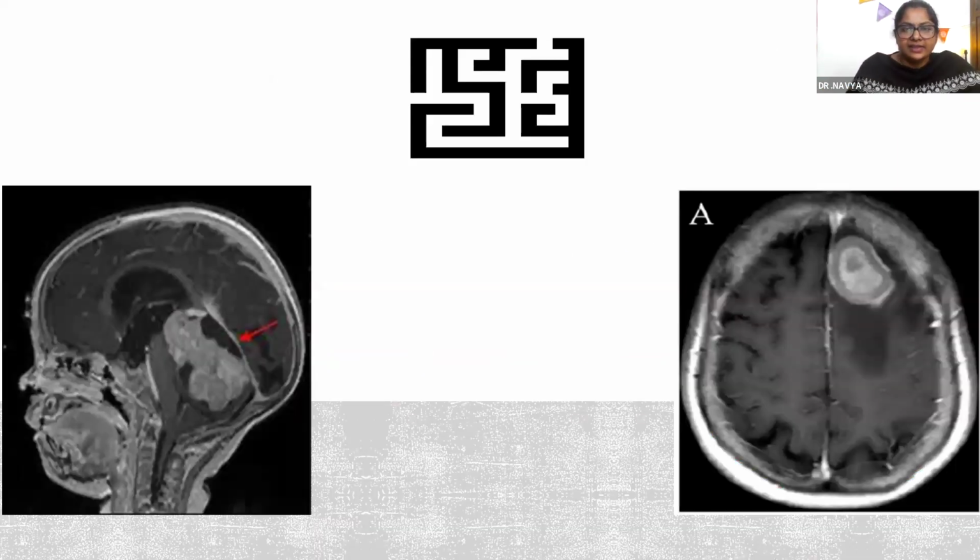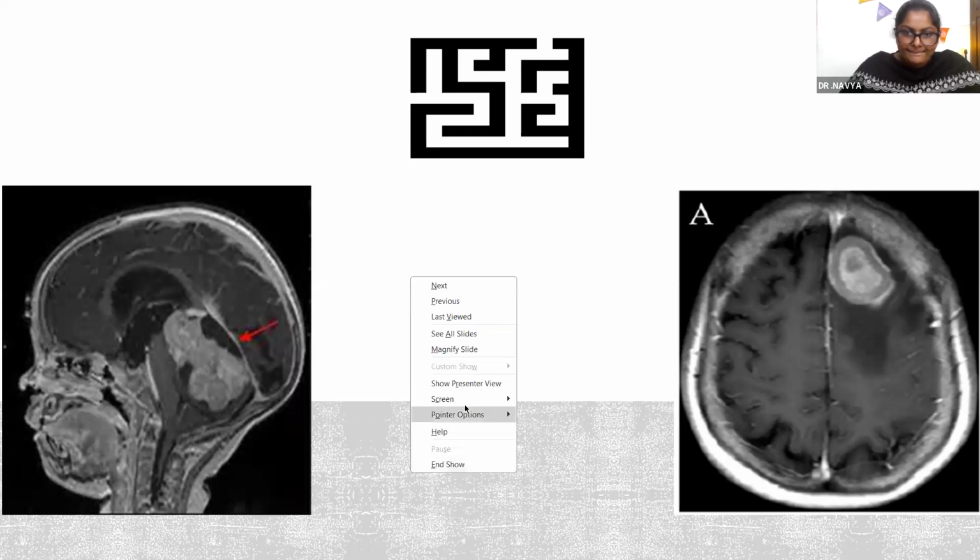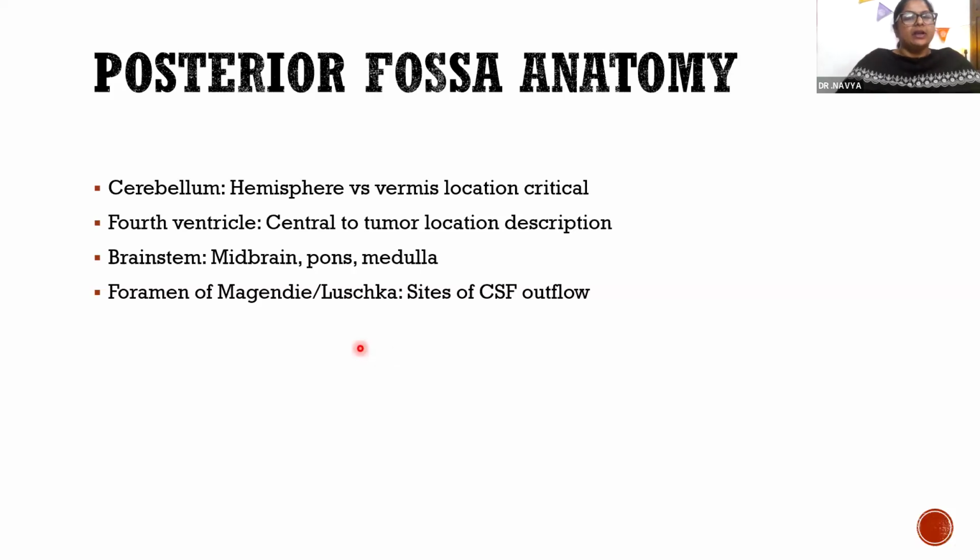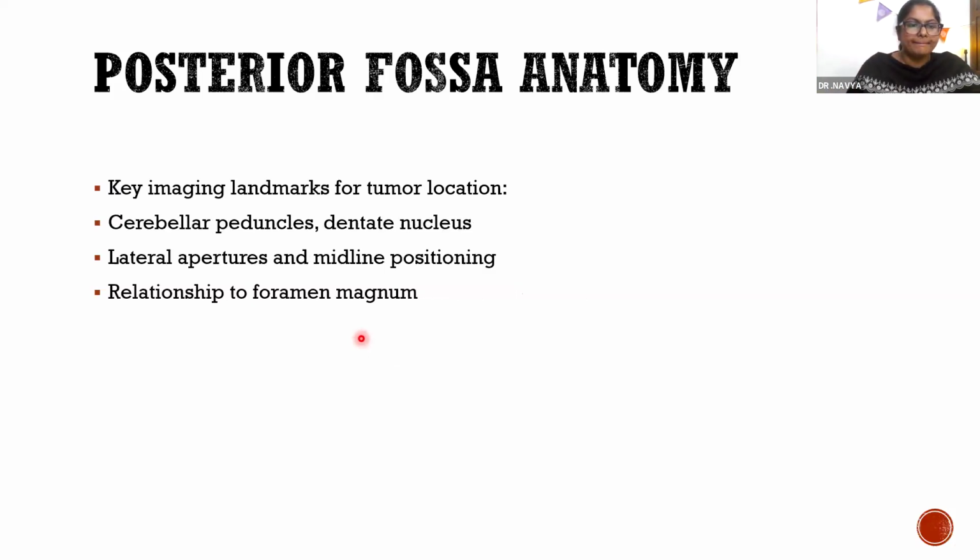So let's enter the maze. We will start with the infratentorial or the posterior fossa tumors, and then we will see the supratentorial ones. So we will go in the same order: cerebellum first, and then the fourth ventricle, brainstem, and the foramen of Luschka and Magendie.